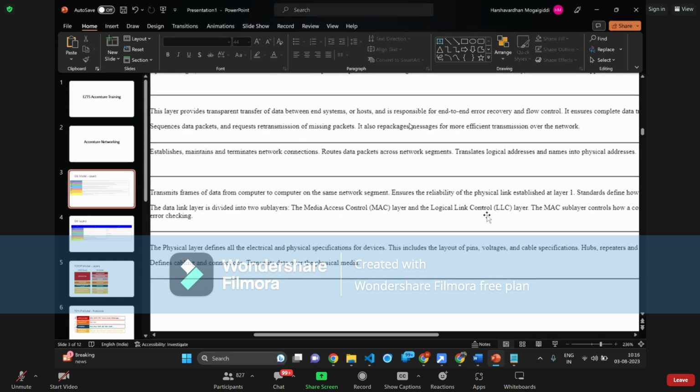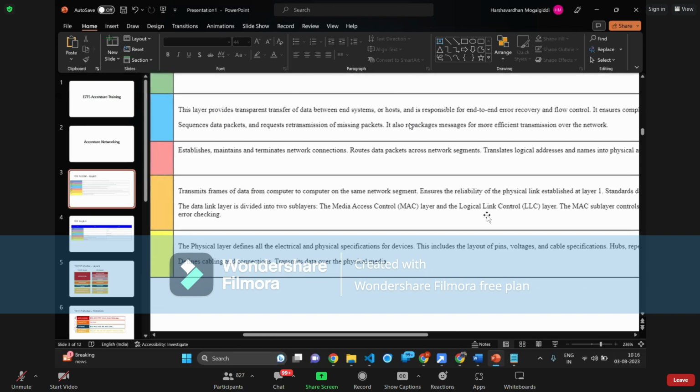I hope you've understood. The physical layer is just connecting it with a wire. Imagine the same example that I gave you, from your laptop to your phone.